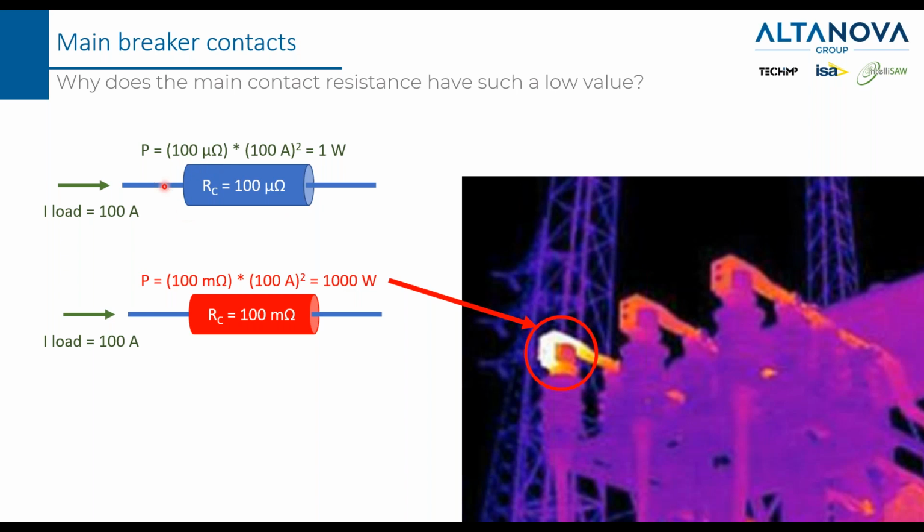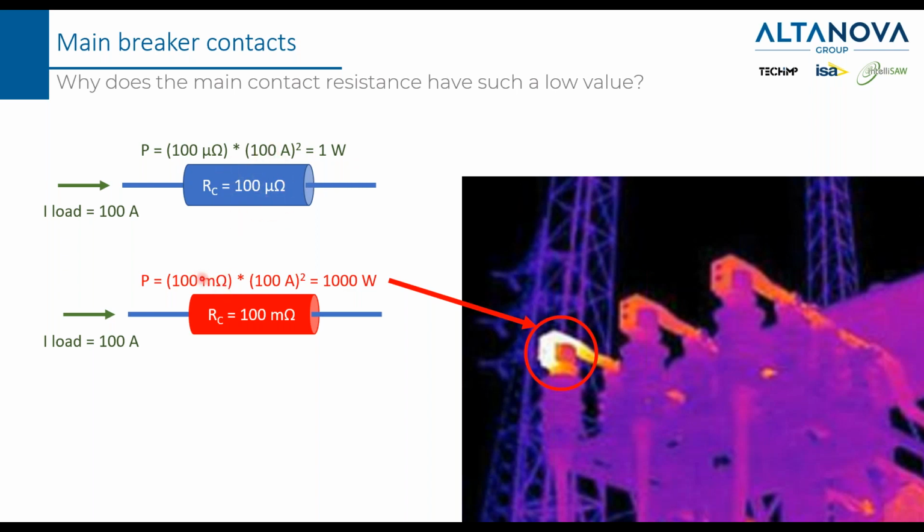You can see a typical load current. Let's take an easy number like 100 amps that flows into a resistor of 100 microohms. Thanks to the power calculation formula, that is resistance multiplied by the square of the current, you get 1 watt. So it's a very, very small power that is dissipated on this resistor.